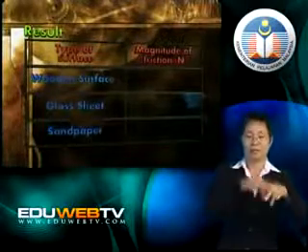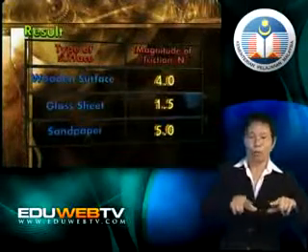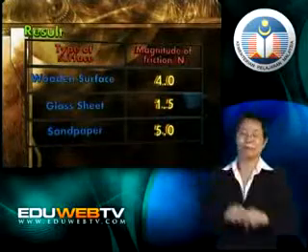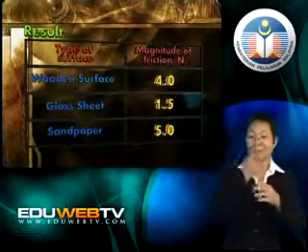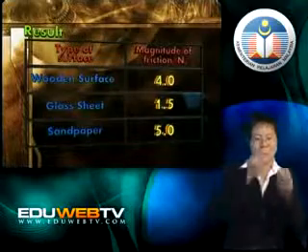Let's look at the results. Types of surface: wooden surface, magnitude of friction, 4 Newton. Glass sheet, 1.5 Newton. Sandpaper, 5 Newton.